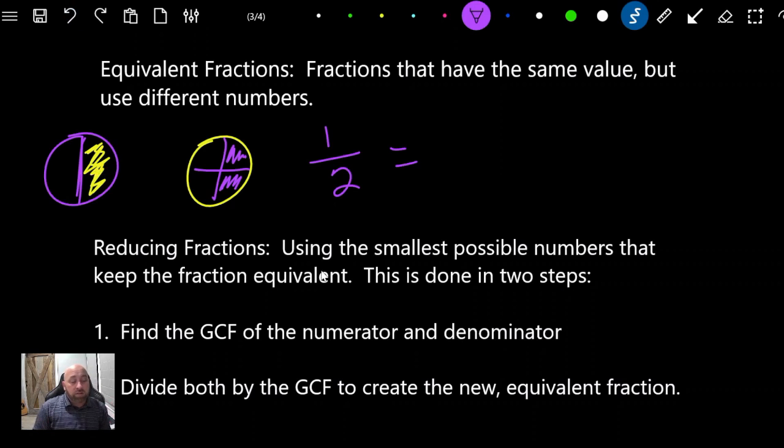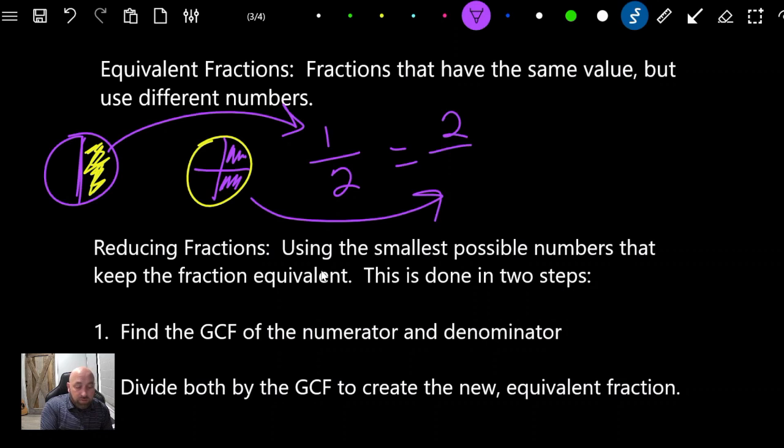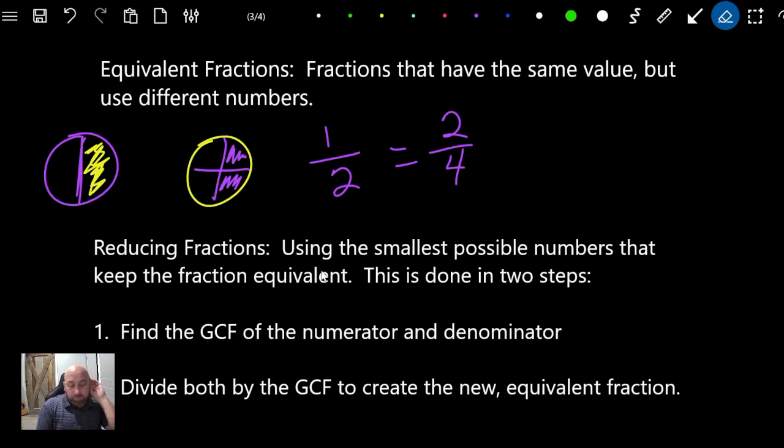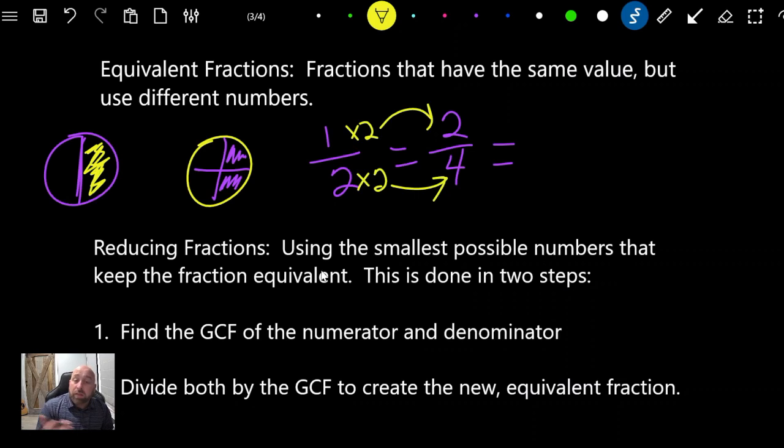Okay? So we have the same amount of pizza. So in other words, 1/2 is the same thing as 2/4. They're the exact same fraction. Okay? Now, we could keep going with this, and I'll show you how easy this is. Here's the way that we do this. Look, if we say 1 times 2 equals 2, and 2 times 2 equals 4, there's our new fraction.